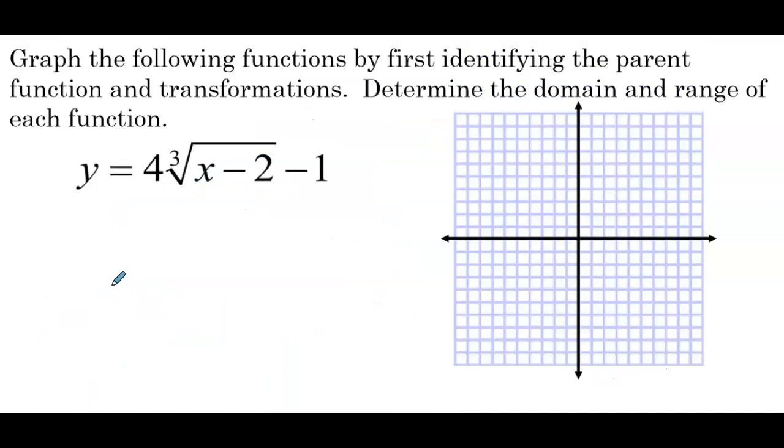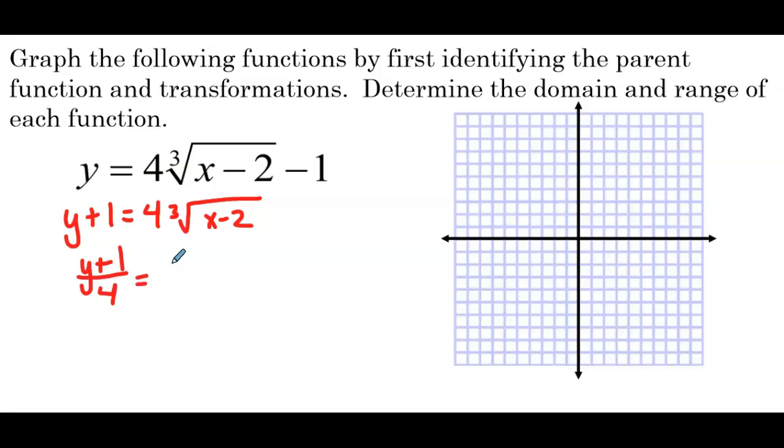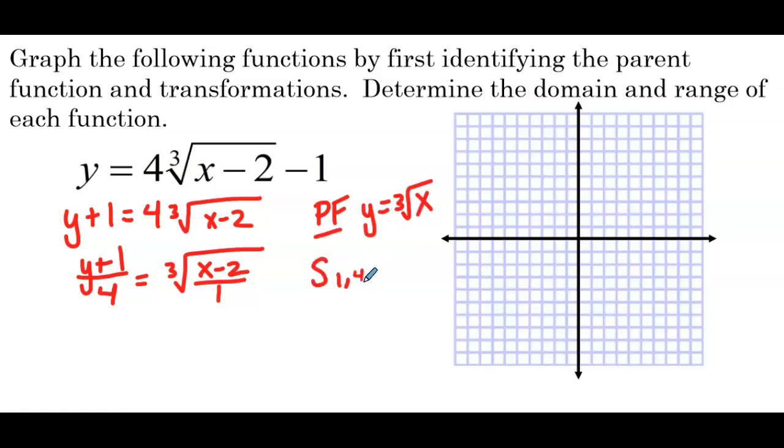Next, we have y equals 4 times the cube root of x minus 2 minus 1. So first let's add 1. So we have y plus 1 equals 4 times the cube root of x minus 2. And we'll divide that 4 that's outside the parent function. So y plus 1 over 4 equals the cube root of x minus 2. And I can write it over 1. So our parent function is y equals the cube root of x. Our scale factor is 1, 4. Multiply the y's by 4, vertical stretch. And then a translation of 2, negative 1. So we're going right 2, down 1.